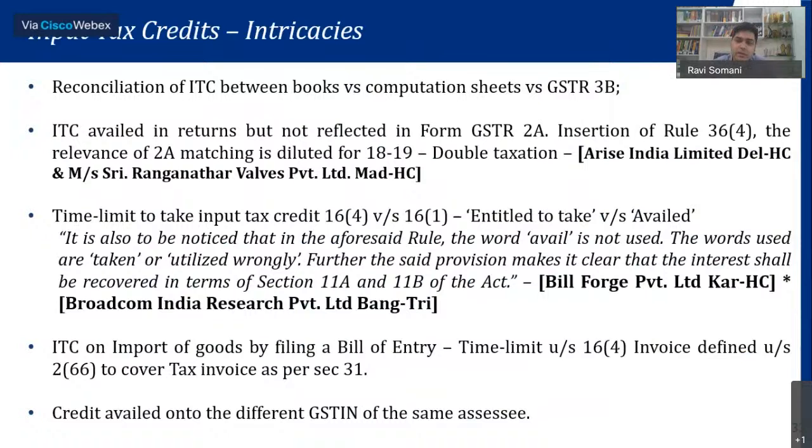nonsense. 2A 3B reconciliation is absolute nonsense, especially for financial year 18 and now 19, where the law itself is not at all in place. And let me tell you, this will be quashed. This has to be quashed. Go with the books of accounts as long as the conditions in section 16, subsection 1, subsection 2 and 3, all those are satisfied. Just take the credit, and of course you should keep the 2A reconciliation.